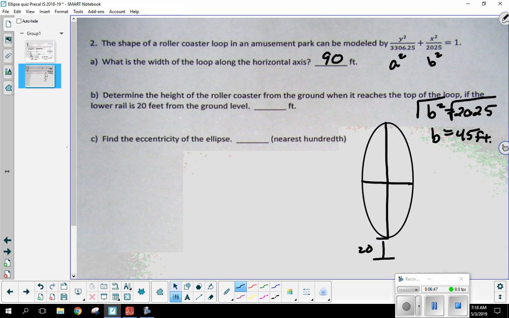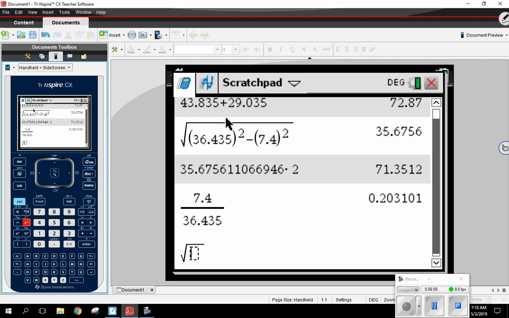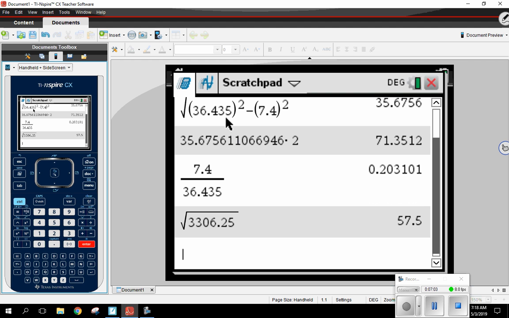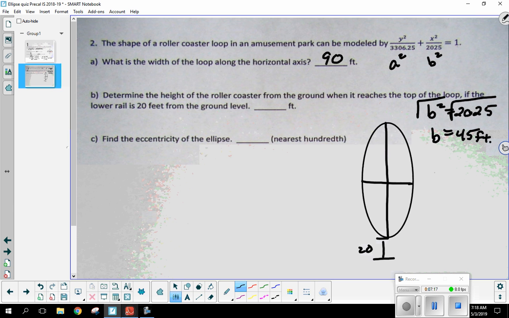So let's see here. We need to take the square root of 3,306.25 to find a. The square root of 3,306.25 is 57.5, so remember that's half of the major axis. So I'm going to double that. So there is the full length plus the 20 feet that it's off the ground. So we're looking at 135. The height of the roller coaster total is 135 feet.